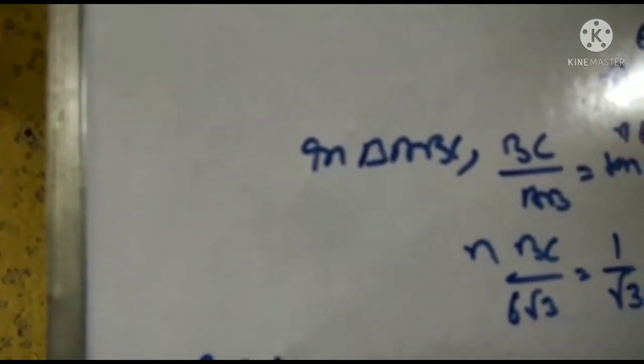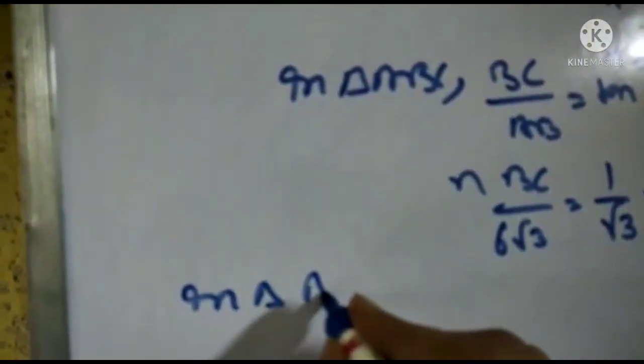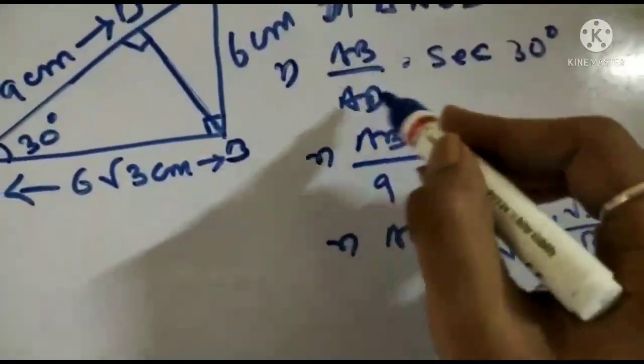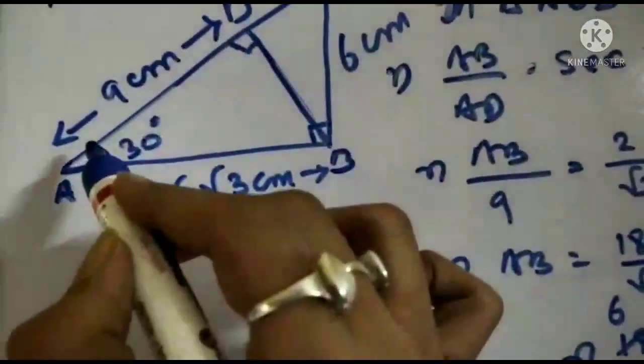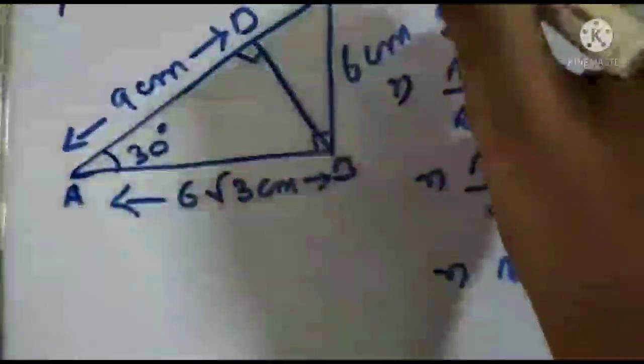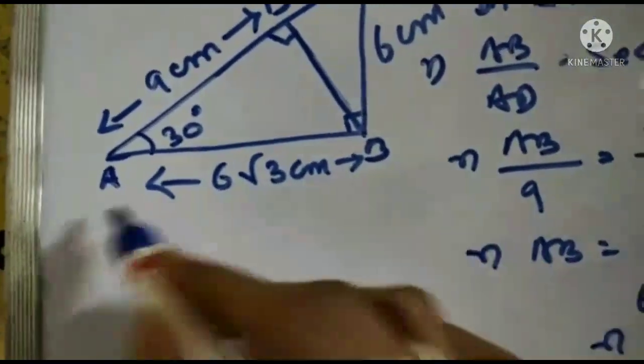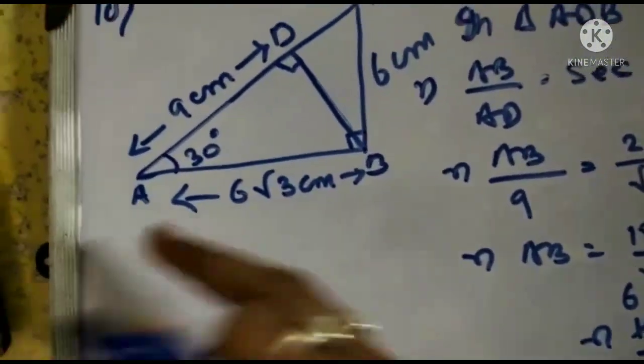See, in the big triangle ABC, this is the hypotenuse, this is the perpendicular, and this is the BC. As we have taken sec here, let's do this by sec theta only. Here AC is the hypotenuse and AB is the base. So AC we don't know. Don't think that 9 cm is AC. No, 9 cm is only for AD. So AC we don't know.